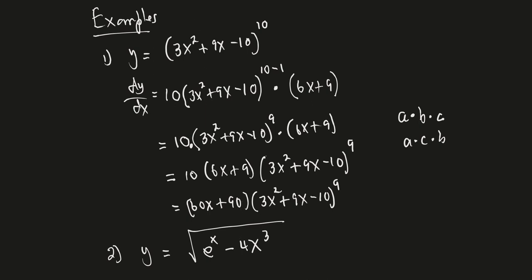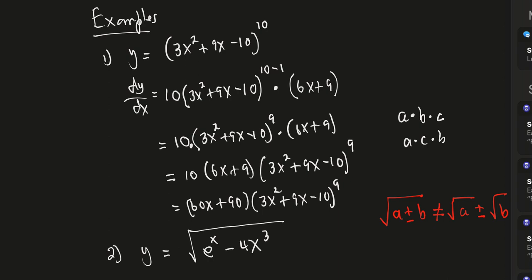As a reminder, here's something that you're not allowed to do. So if you have the square root of either a plus or minus b, that is not equal to, in general, the square root of a plus or minus the square root of b. So in other words, you can't break the square root of a sum or difference into the sum or difference of different roots, right? So this doesn't work.